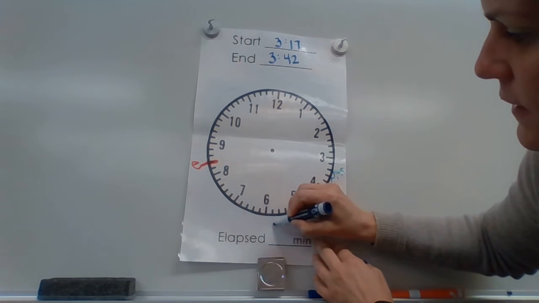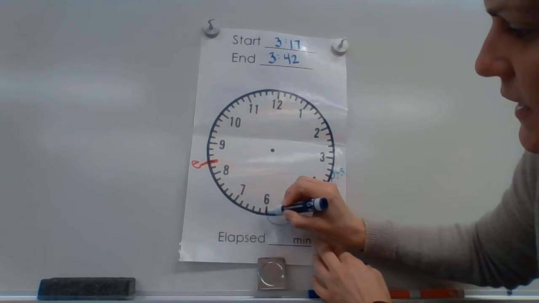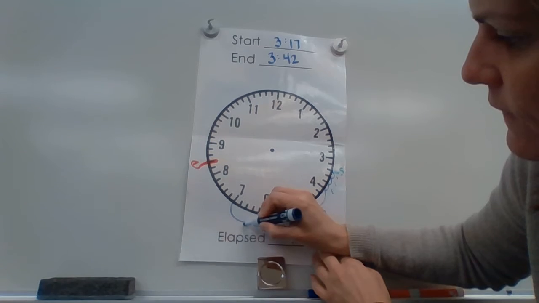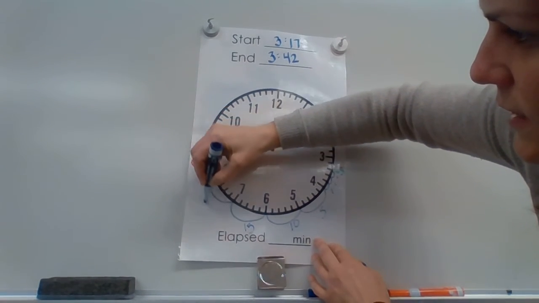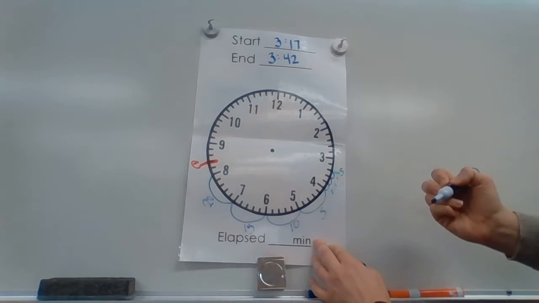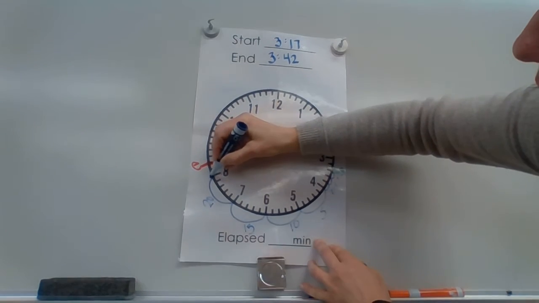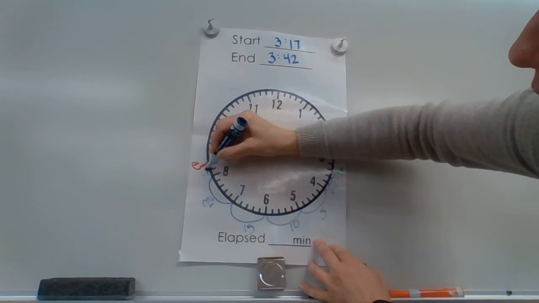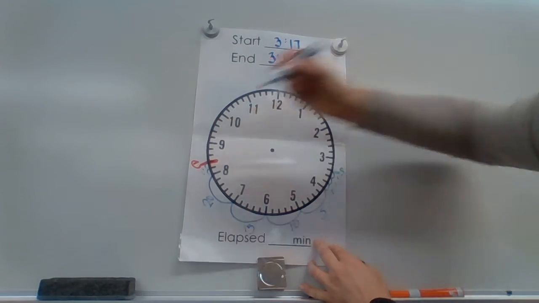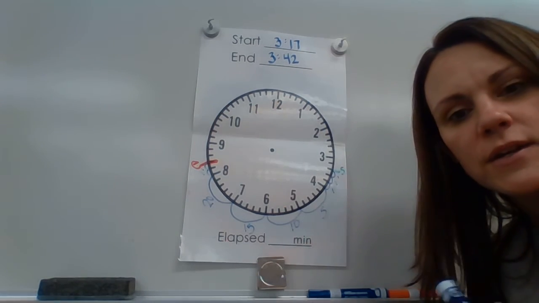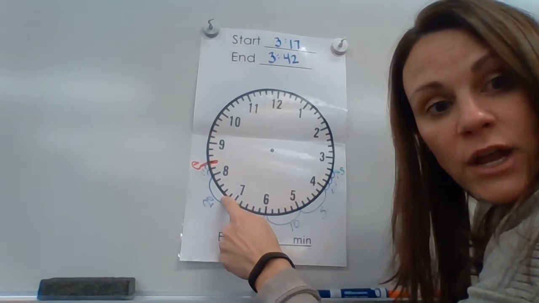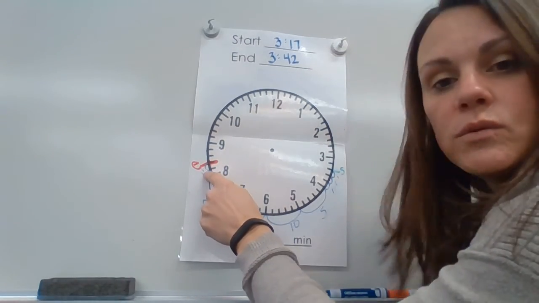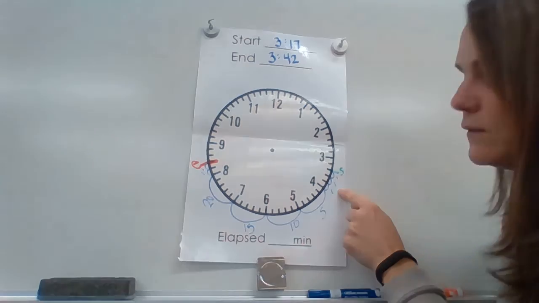5, 10, 15, 20, and then we've got these little tiptoes at the end. 1, 1. Starts to get busy in there. So we've got our big jumps, 5, 10, 15, 20. Then let's add on our ones, 21, 22, 23, 24, 25.